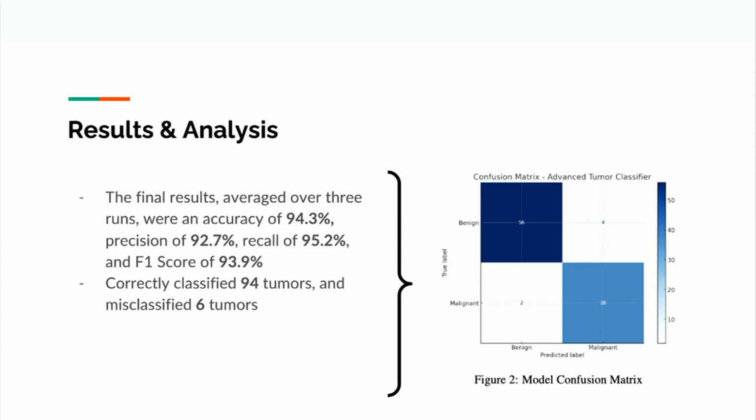For the final results, we averaged over 3 runs for the purpose of this presentation. We achieved an accuracy of 94.3%, a precision of 92.7, recall of 95.2, and an F1 score of 93.9. It might be easier to visualize in the confusion matrix. We correctly classified 95 tumors and misclassified 6 tumors.